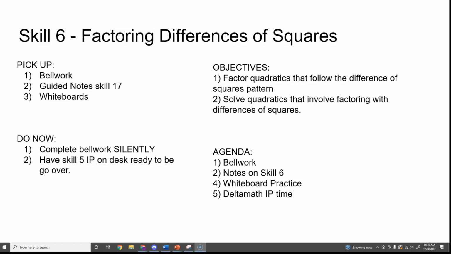Hello, students. Today we'll be going over Skill 6, factoring using a difference of perfect squares. Let's dig in.